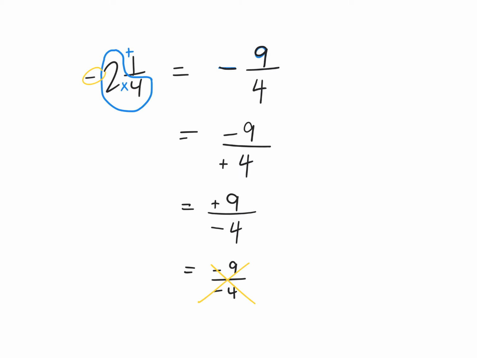We know that the final answer has to be negative. What's 9 divided by 4 as a decimal? Negative 2.25 would be the final answer as a decimal. I want everyone to have this copied down somewhere.